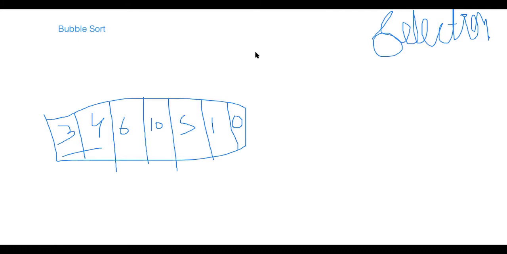Then 10 and 5, how about 10 and 5? They are not. So here will come 5, here will come 10. Similarly, 10 and 1, they're out of order, right? So it will be swapping, and then 10 and 0 out of order. So then what will happen? It will have 1, it will have 0, and here will have 10, right? So did you not notice what happened? By using this technique, the last element will always be the highest one.